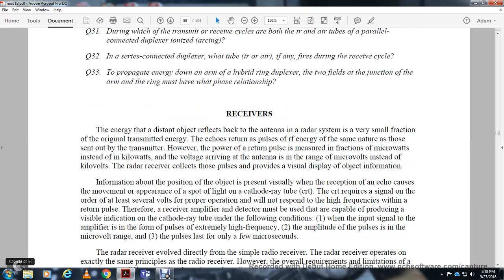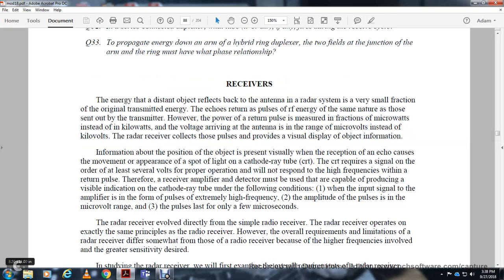The energy reflects from the distant object back to the antenna of the radar system, with only a very small fraction of the original transmitter energy returning as an echo. The return pulse has the same radio frequency as the transmitter, but the power of the return pulse is measured in fractions of microwatts instead of kilowatts. The voltage arriving at the antenna is in the range of microvolts instead of kilovolts.